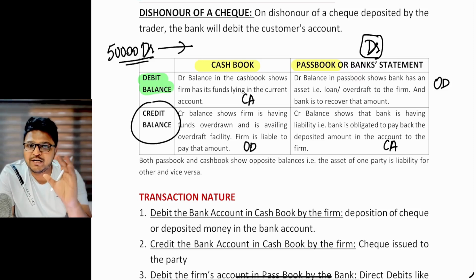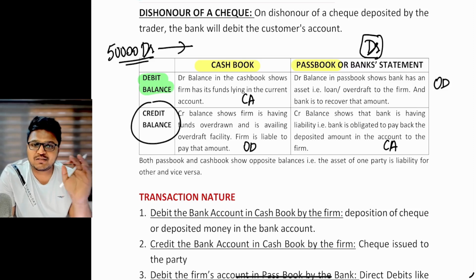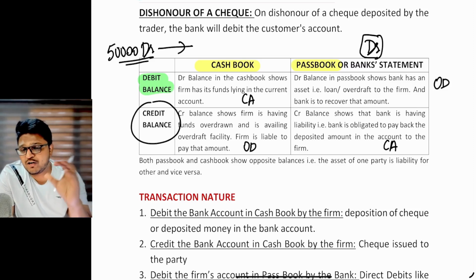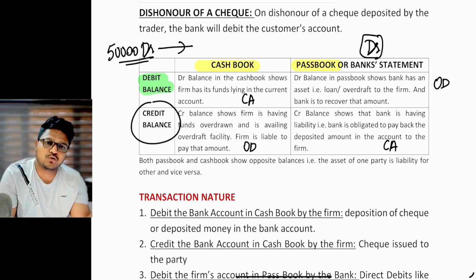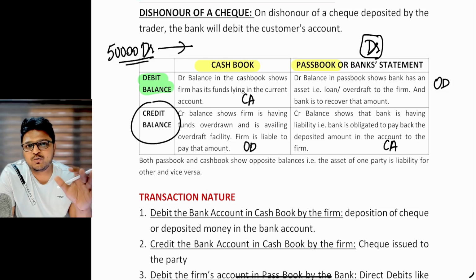And there is a golden rule for the bank reconciliation statement. The golden rule is that we are to start from one of the balances and then we try to discover the balance of the other book, right? So that is a golden rule. That is a theory that we will be working upon. And this is how we are going to solve the question, right?